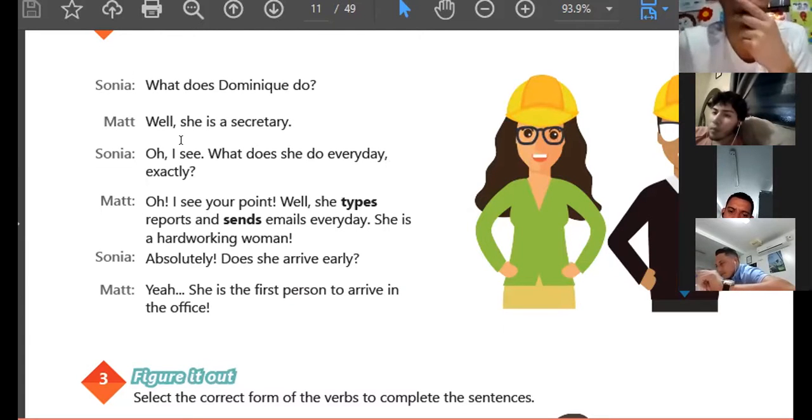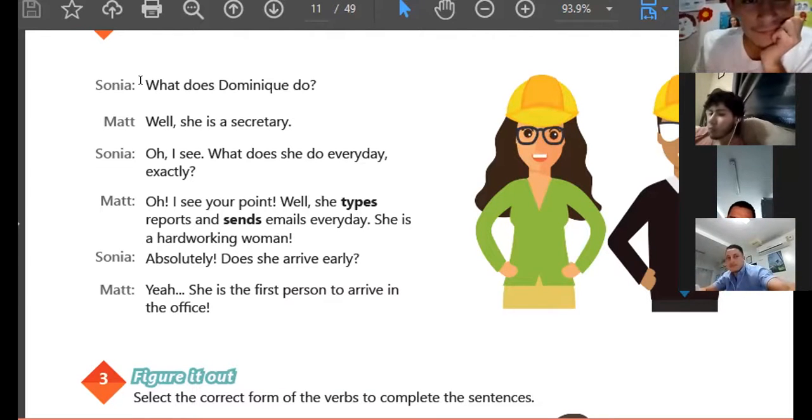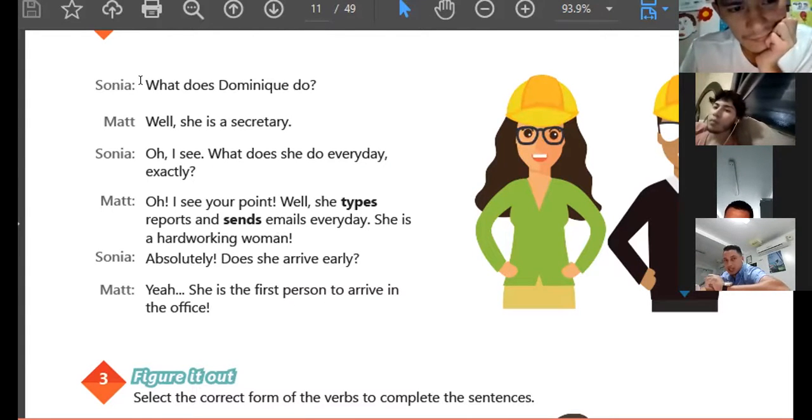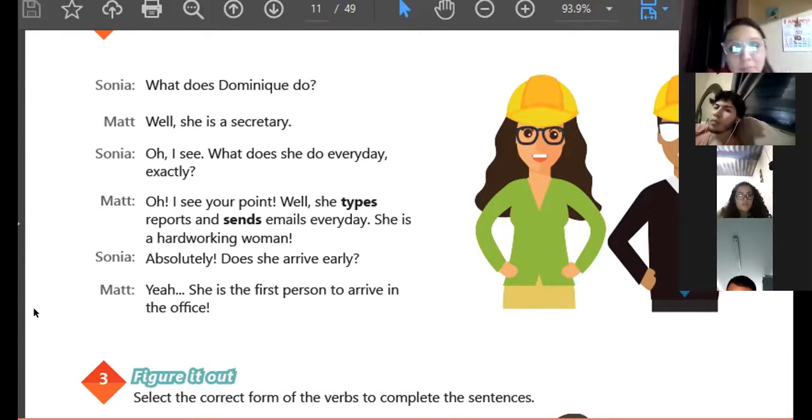Okay. Now let's hear Kevin and Jonathan, please. Kevin and Sonia. And me, Matt. Okay, good. What does Dominic do? Well, she's a secretary. Oh, I see. What does she do every day exactly? Oh, I see your point. Well, she types reports and sends emails every day. She's a hardworking woman. Absolutely. Does she arrive early? Yeah, she's the first person to arrive in the office.